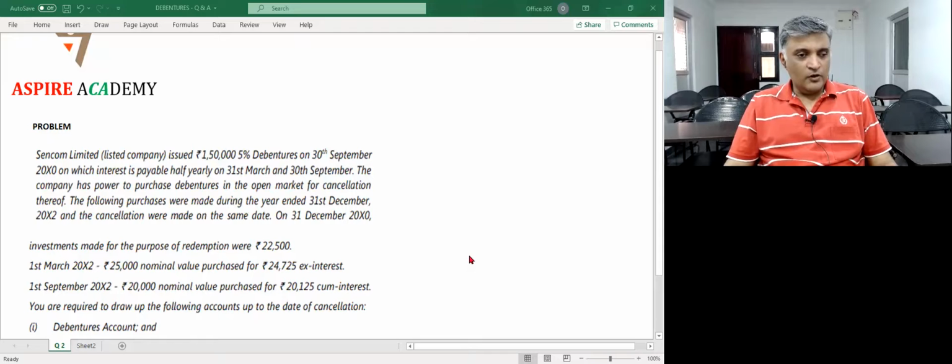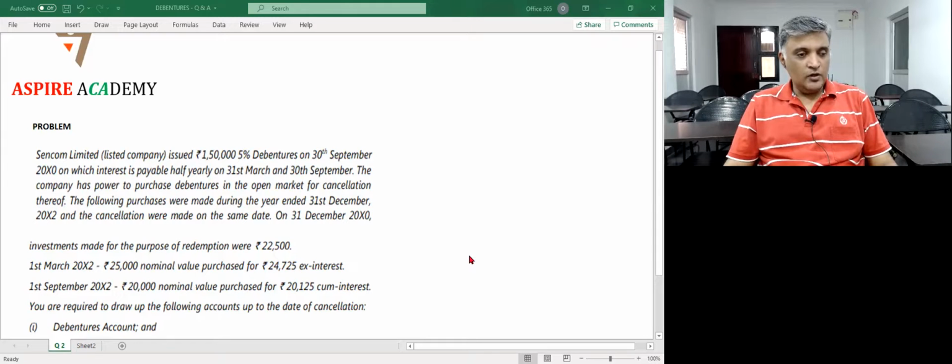The company has the power to purchase debentures in the open market for cancellation thereof. The following purchases were made during the year ended 31/12/X2 and the cancellations were made on the same date. So during the year X2, they are making some purchases and cancellation is happening immediately.